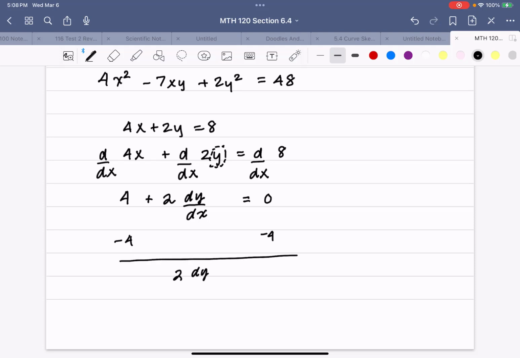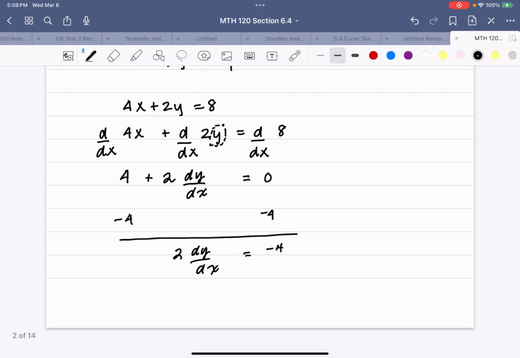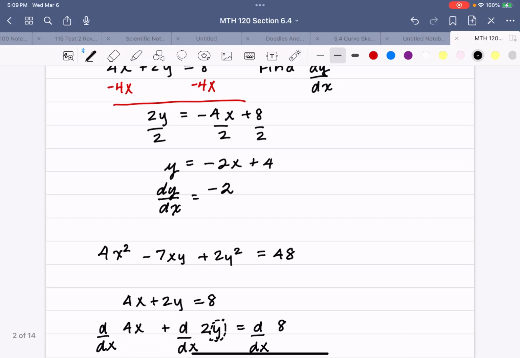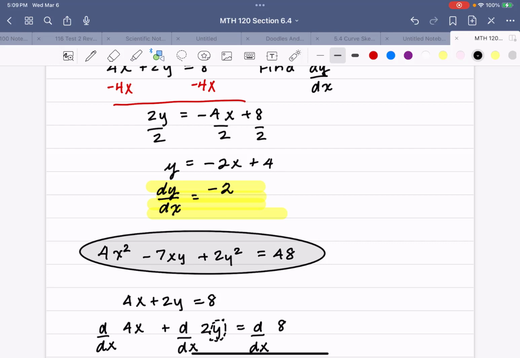2 dy dx is negative 4. And then divide both sides by 2. And I get dy dx is negative 2. Now that seems like a lot of work to get the same answer that we got before just by solving for y, but we're going to need that process when we have an equation such as this where it's impossible for us to solve for y.